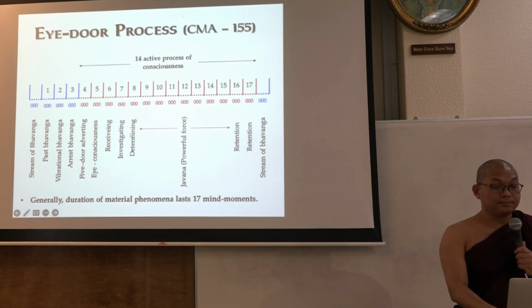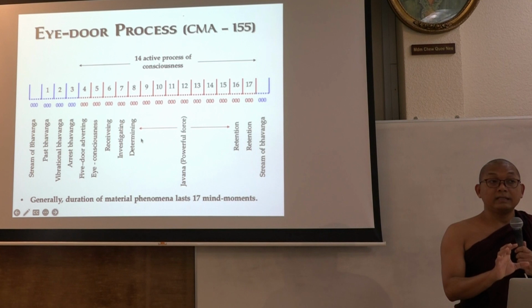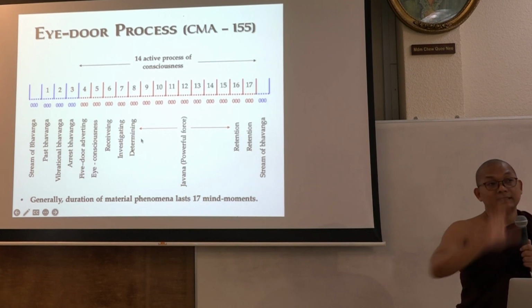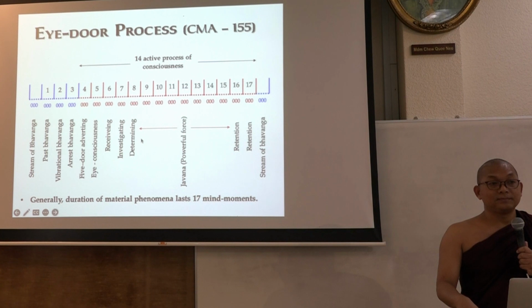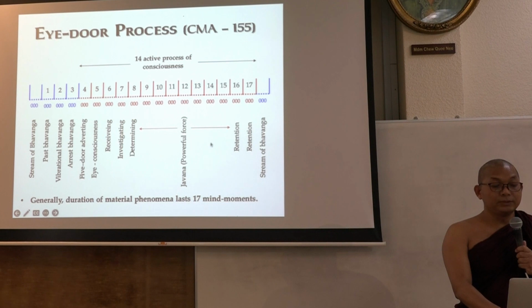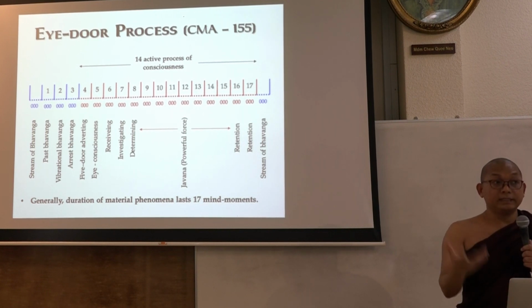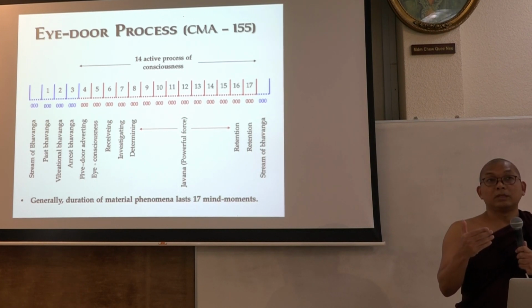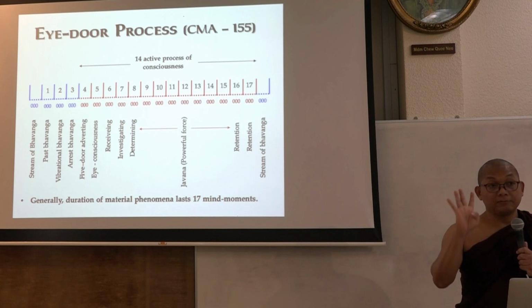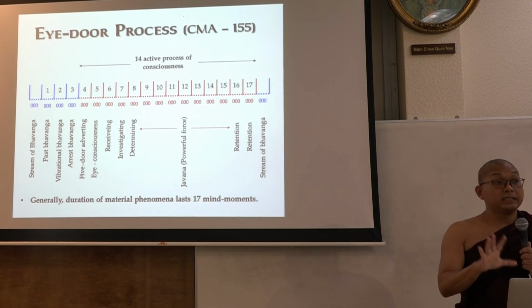And determining is when the mind determines what you see. Then after that, you will have a javana. Only at this moment, the javana moment, you know what you see, according to Abhidhamma. This is in general. But when we go to mind process chapter 4, we will have to learn a little bit in detail.